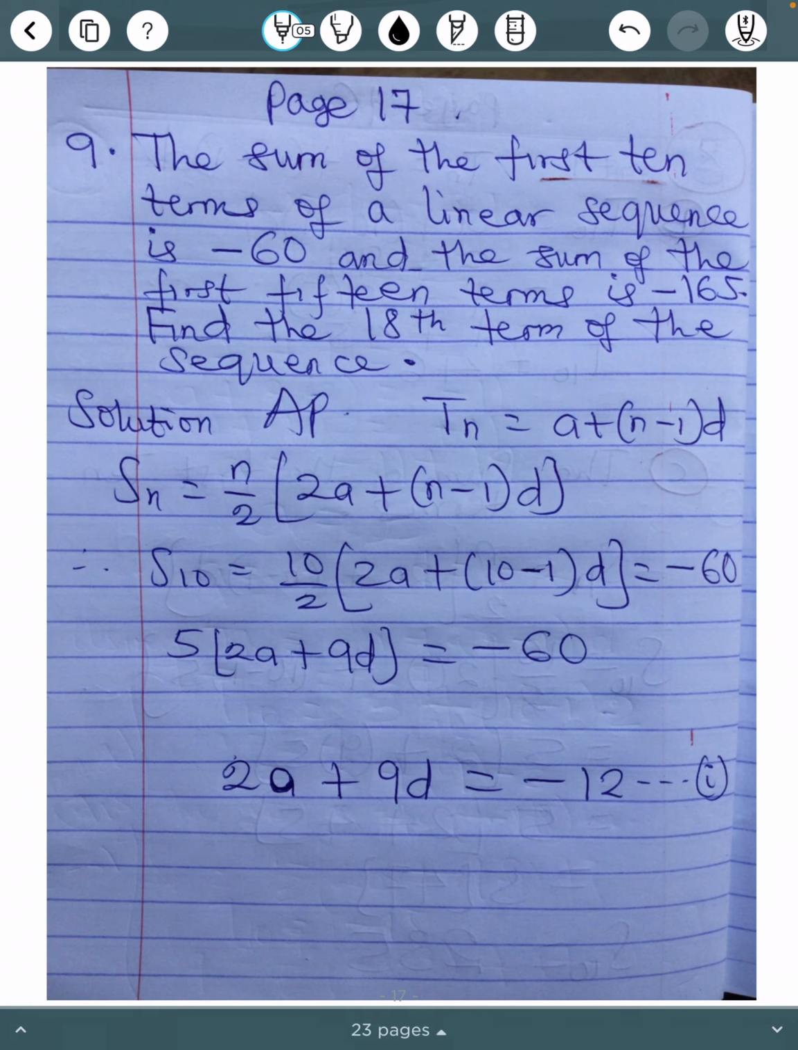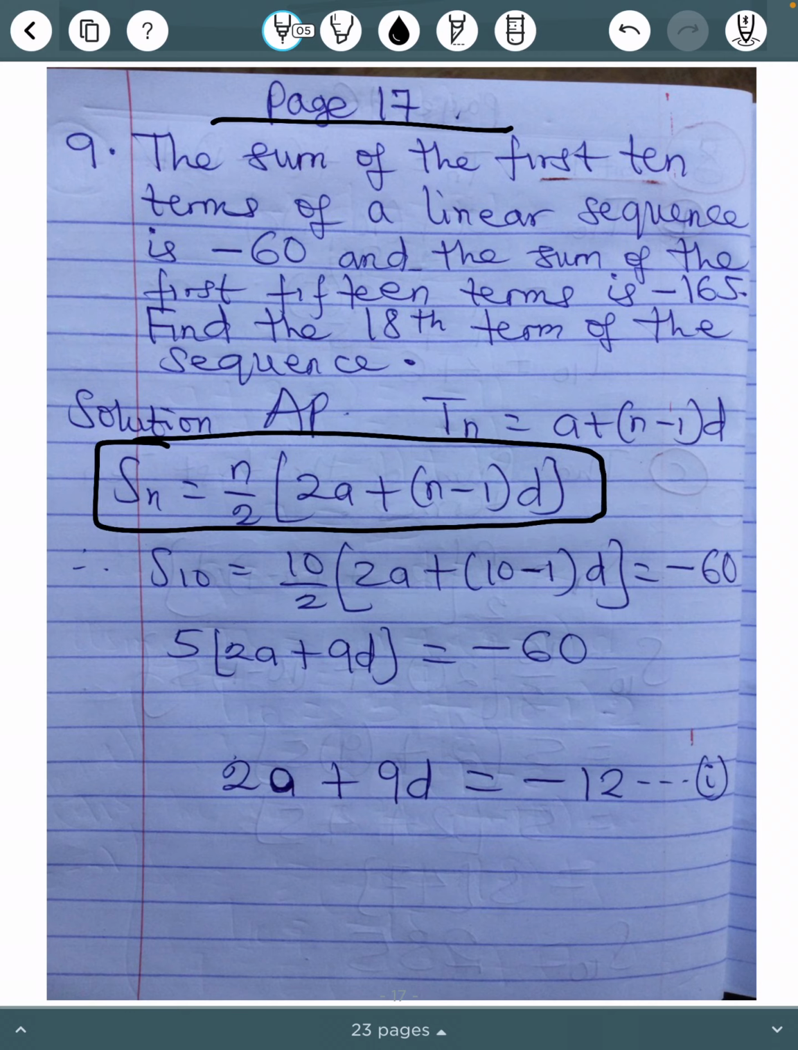Now, question 9 says the sum of the first 10 terms of a linear sequence is minus 60. The sum of the first 10 terms is given by Sn. So Sn is n over 2 into bracket 2a plus n minus 1 d, which will give me 10 over 2, which is 5, times 2a plus 10 minus 1, which is 9d, equal to minus 60.